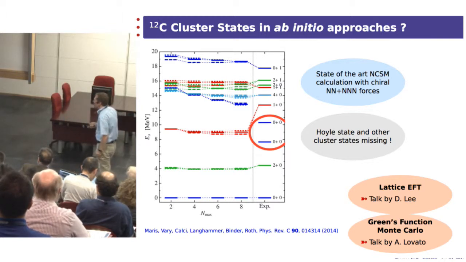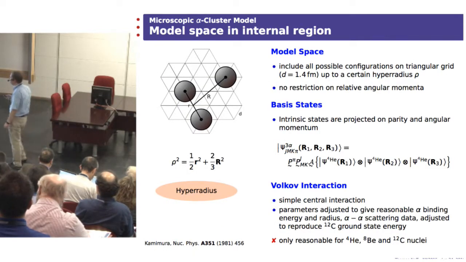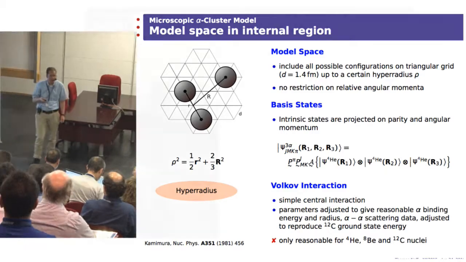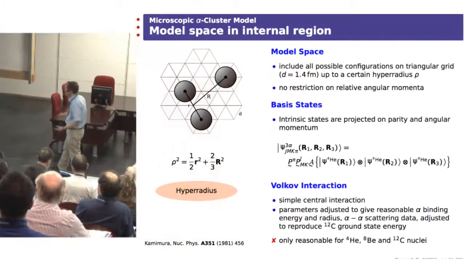So as I said, to train myself, I started by doing a microscopic cluster model calculation, which is, in a sense, a subset of the FMD model. So I have an internal region, and here I just put 3 alphas on a triangular grid, and the hyperradius is used, in a sense, to define the set of basis states. And so you have here the wave function, 3 alphas put at positions R1, R2, R3, and then you project everything on angular momentum and parity.